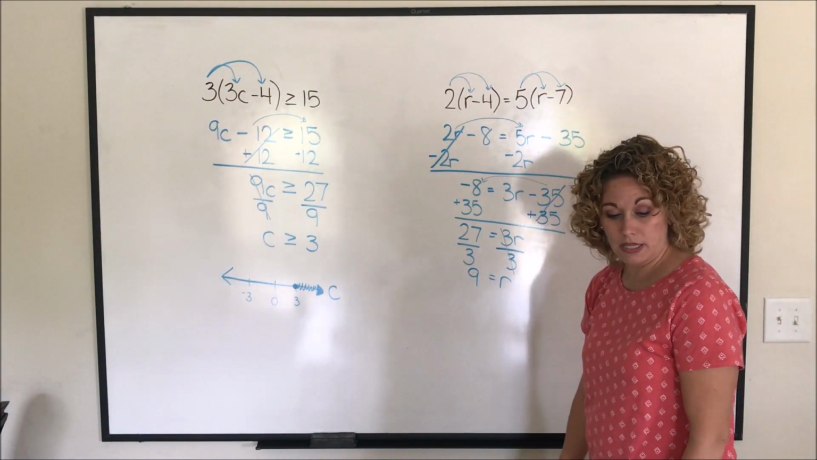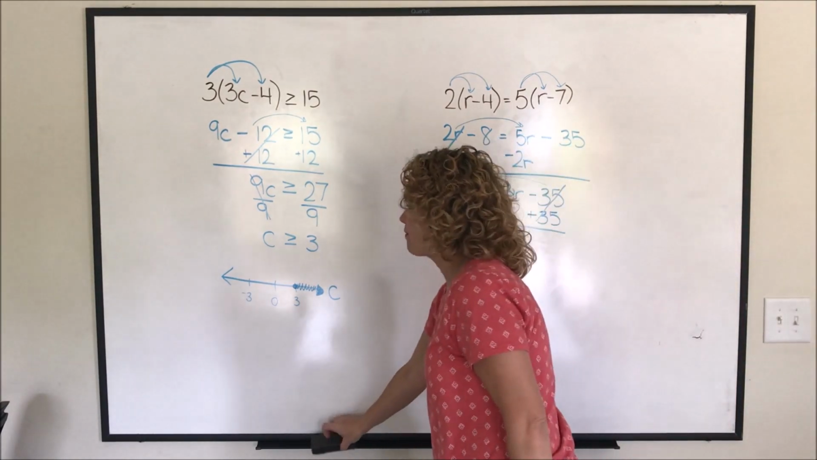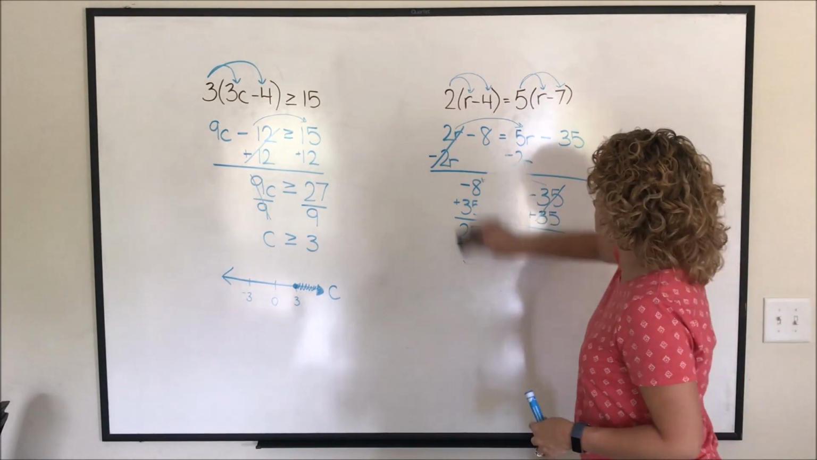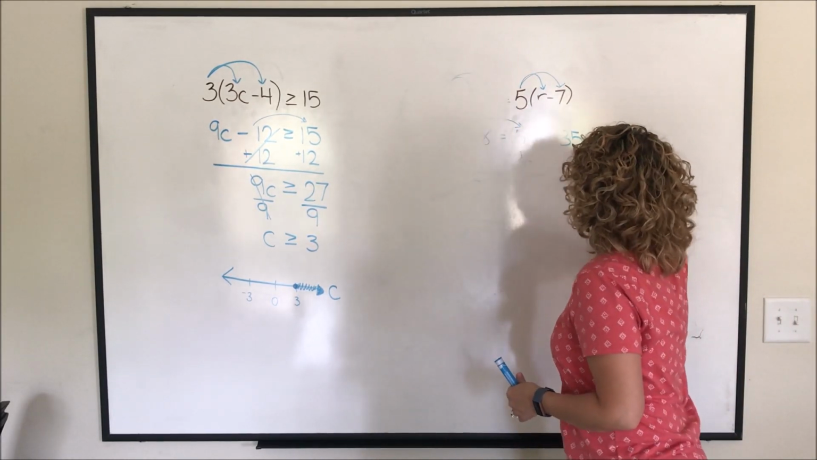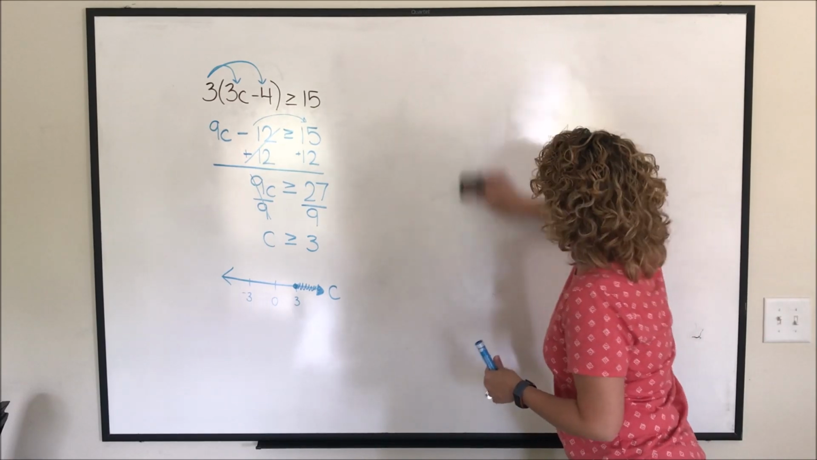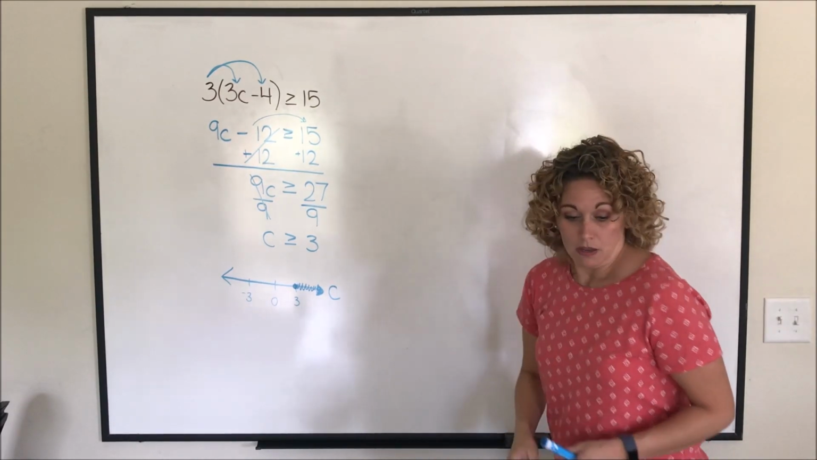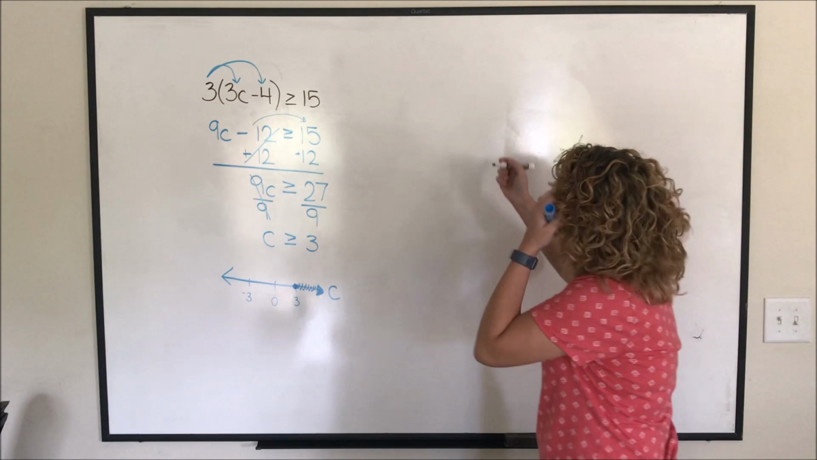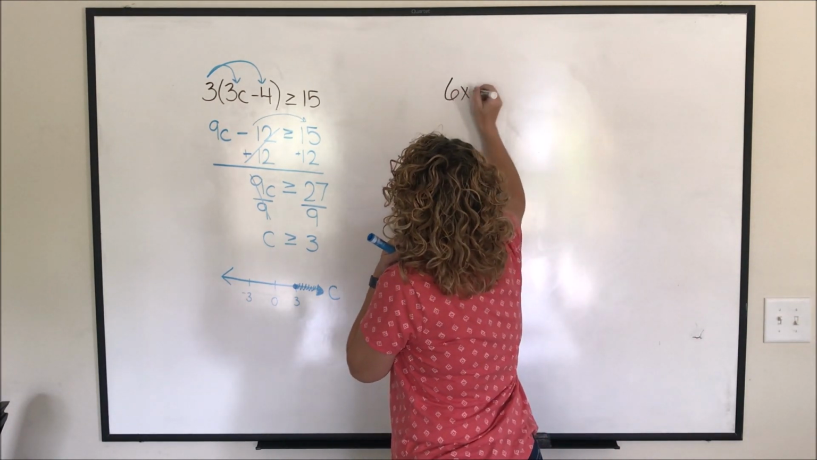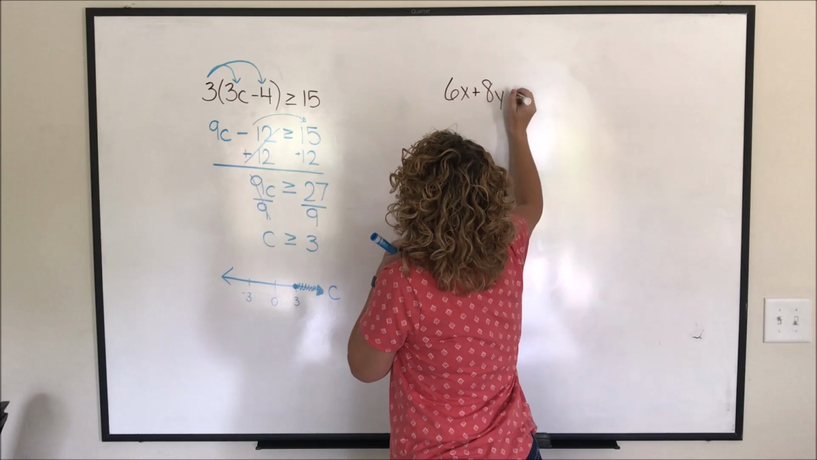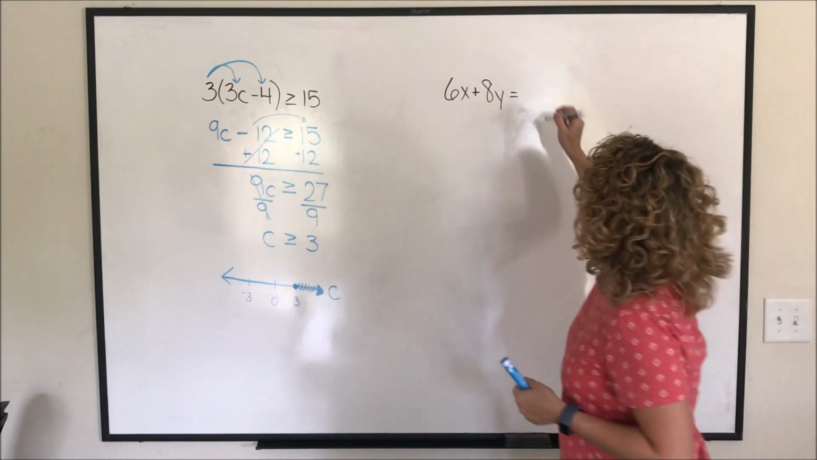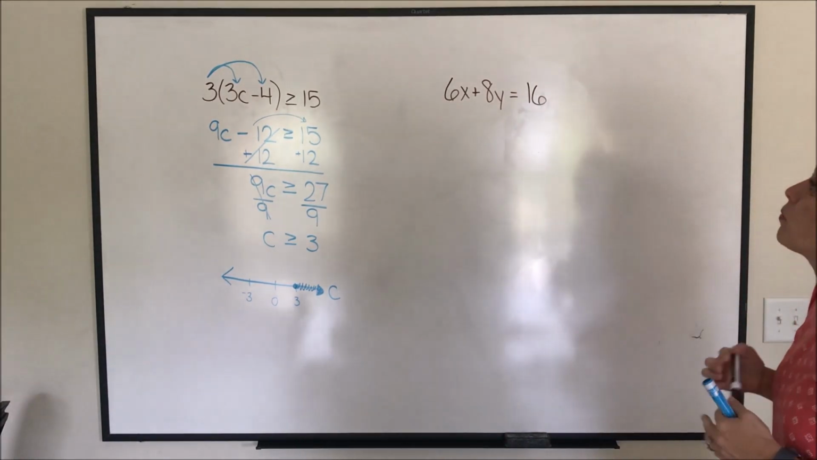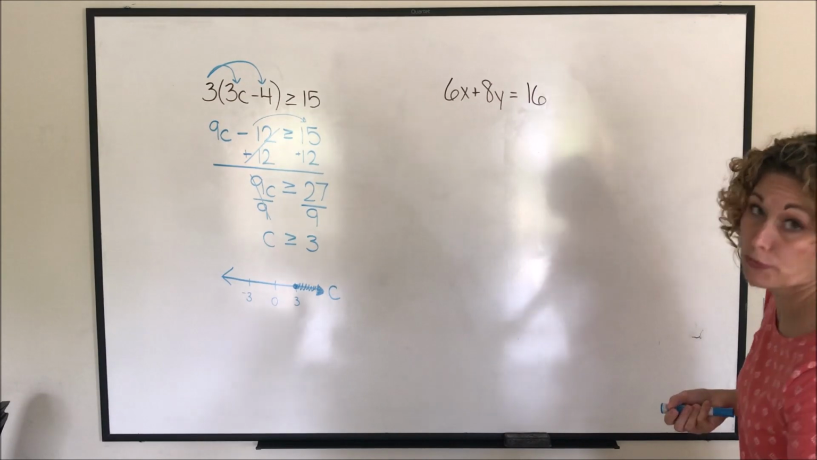All right, the next thing we're going to look at is, so we did some graphing here, but what happens when we have the X and the Y? So we're going to do some more graphing. And we're going to look at 6x plus 8y equals 16. Okay? So we want to do this by slope-intercept form.